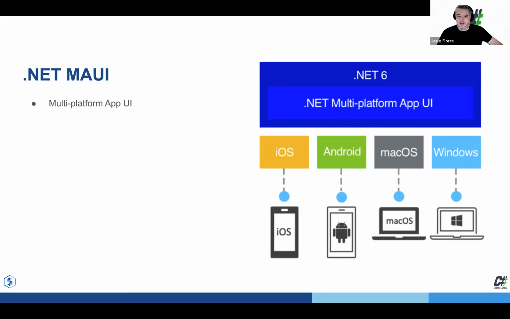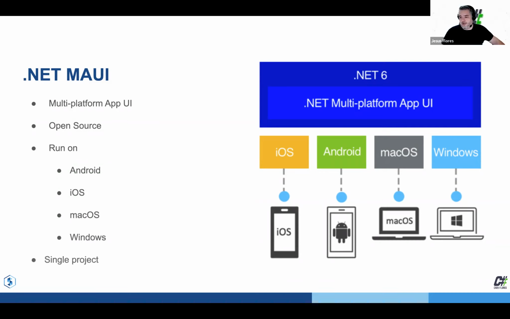And for Windows, they're using WinUI 3. It's open source, as .NET 6 is, so there are a lot of people contributing to it. There are a lot of tools created by the community. There's a pretty cool community toolkit for MVVM. I'm going to talk about that later. This can run on Android, iOS, macOS, and Windows, and everything is in a single project.